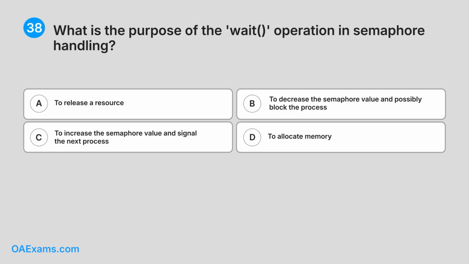38. What is the purpose of the wait operation in semaphore handling? A. To release a resource. B. To decrease the semaphore value and possibly block the process. C. To increase the semaphore value and signal the next process. D. To allocate memory. Can you guess the answer?